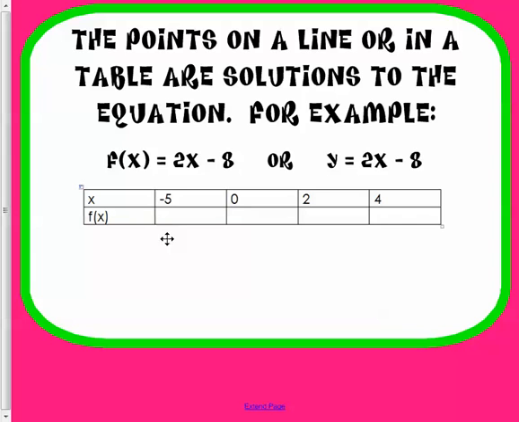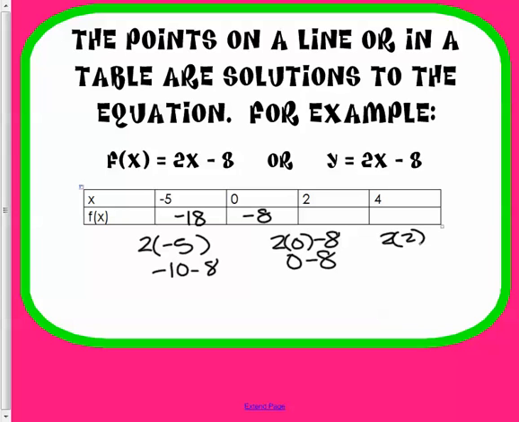So, if I put in negative 5, 2 times negative 5 gives me negative 10, minus 8 gives me a negative 18. If I plug in 0, 2 times 0 minus 8, this is 0 minus 8, is a negative 8. If I plug in 2, 2 times 2 is 4, minus 8 is negative 4. If I plug in 4, 2 times 4 is 8, minus 8 is 0. So if I were to plot these, x would be negative 5 and y would be negative 18. X would be 0, y would be negative 8, and so on and so forth.